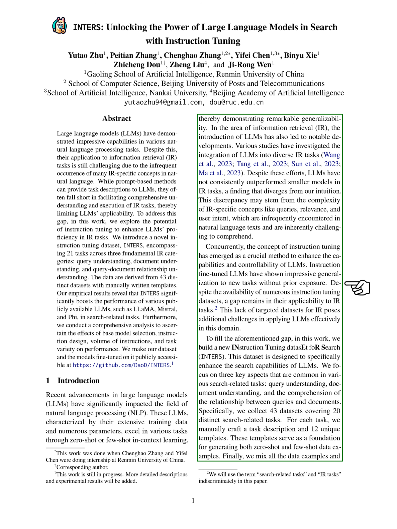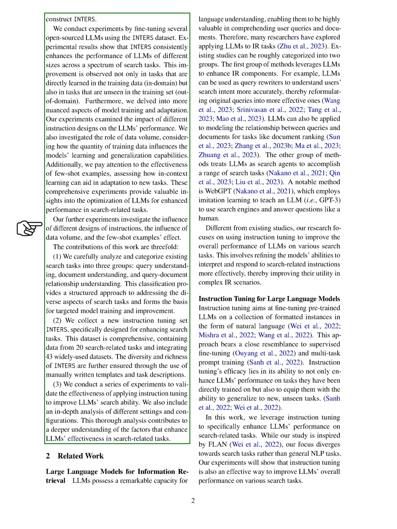For each task, we have manually created a task description and 12 unique templates. These templates serve as a foundation for generating both zero-shot and few-shot data examples. We then mix all the data examples to construct INTERS. We have conducted experiments by fine-tuning several open-sourced LLMs using the INTERS dataset. The results show that INTERS consistently improves the performance of LLMs of different sizes across a range of search tasks.